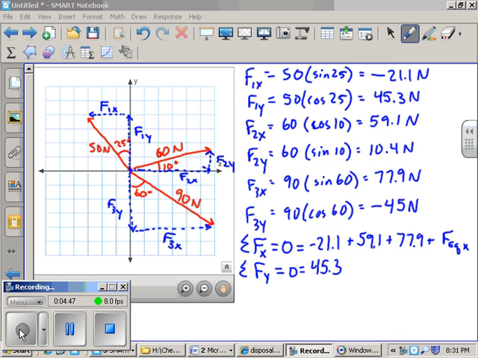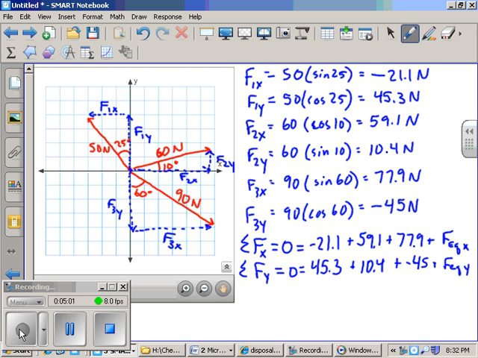45.3 newtons plus F2y, 10.4 newtons, plus the negative 45 newtons plus F-E-Q-Y. Now, you can solve that then for F-E-Q, the equilibrant in the x direction and the equilibrant in the y direction. Go ahead and do that.